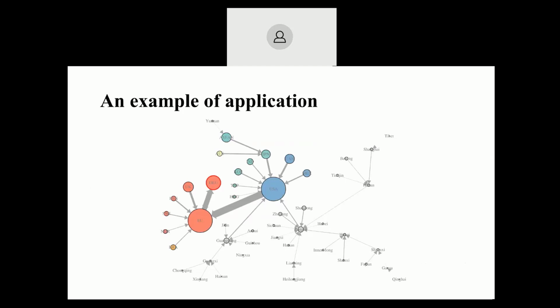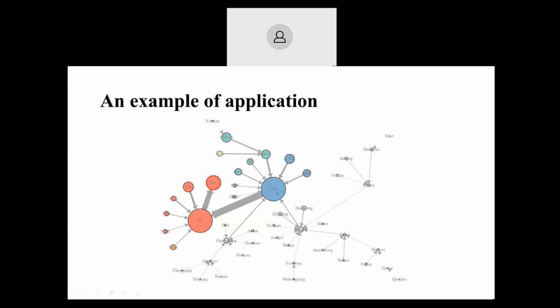This figure shows the network of these countries and regions as well as Chinese provinces. The size of the nodes represents the strength of the nodes, which was measured by the total volume of this part of the value added. And the edges with arrows show the value added flow. The wider the edge is, the larger the flow is.